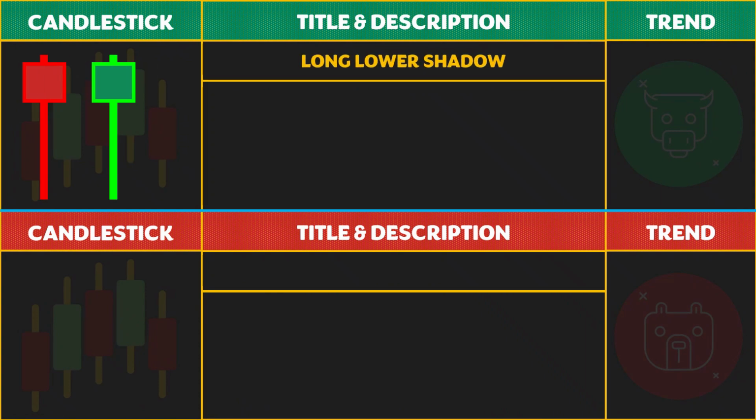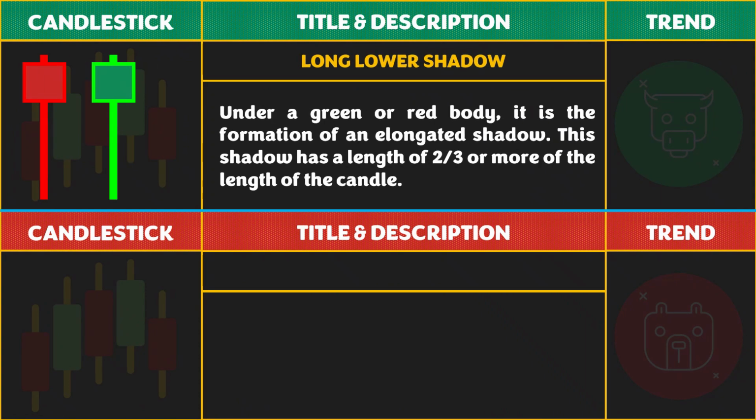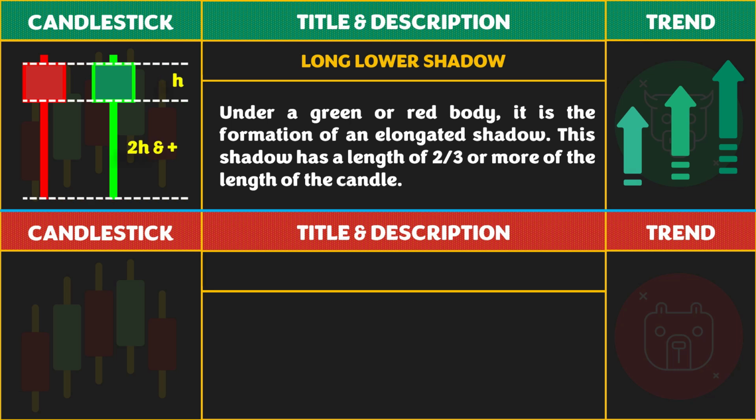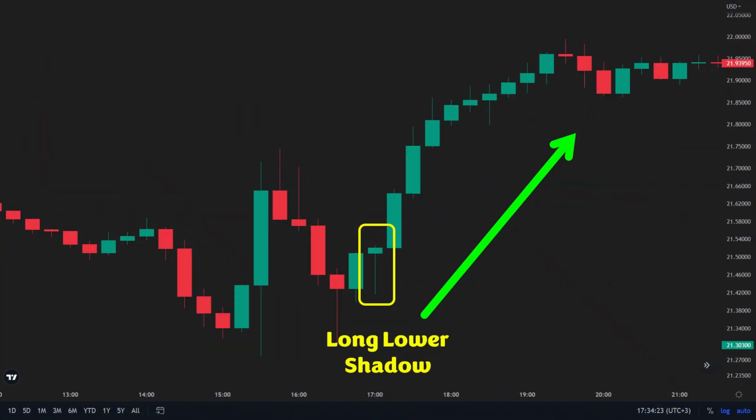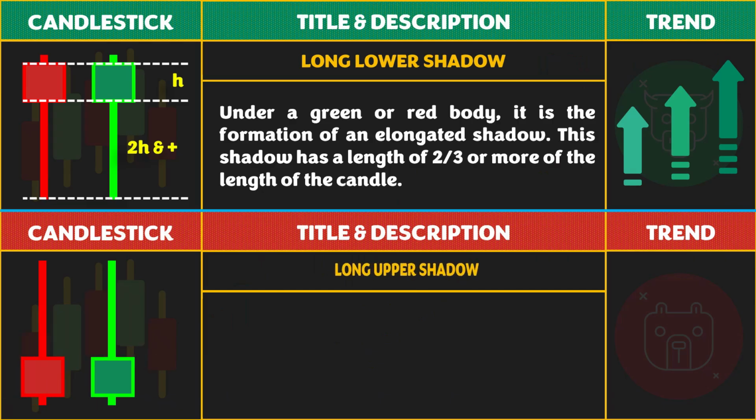Long lower shadow. Under a green or red body, it is the formation of an elongated shadow. This shadow has a length of 2/3 or more of the length of the candle. Normally, it is considered a bullish signal when it is seen around the support levels. An example of the long lower shadow is shown in the image. After the formation of the long lower shadow, it is seen that prices rise.